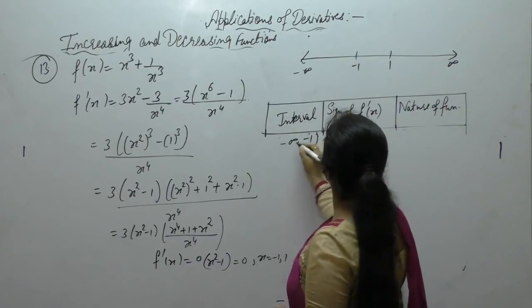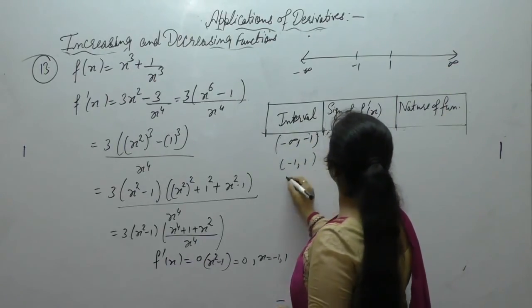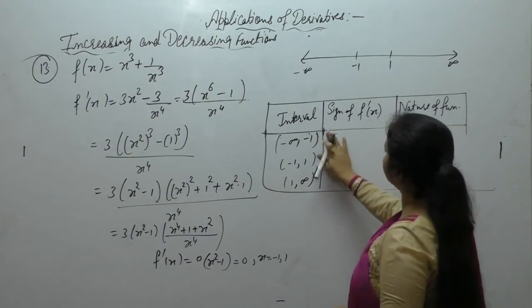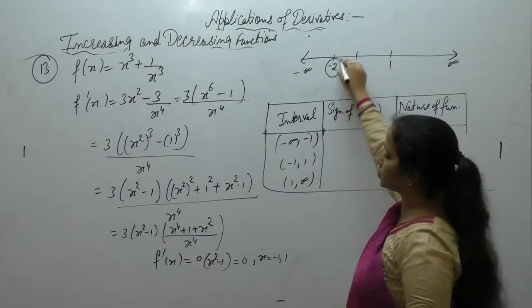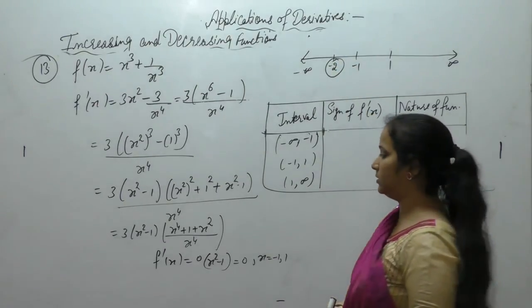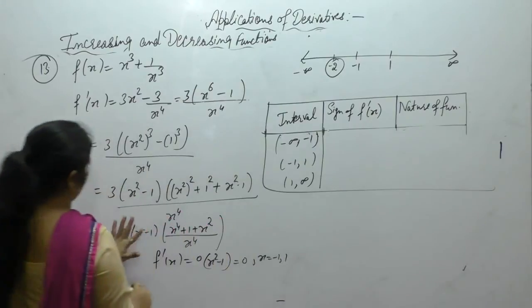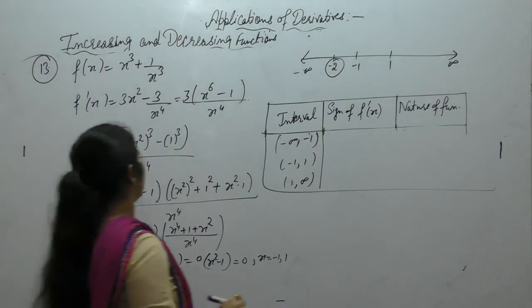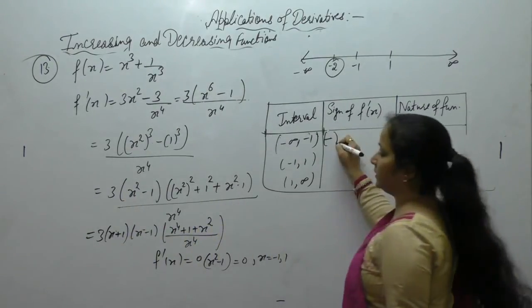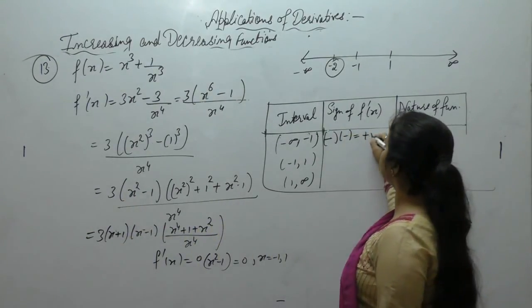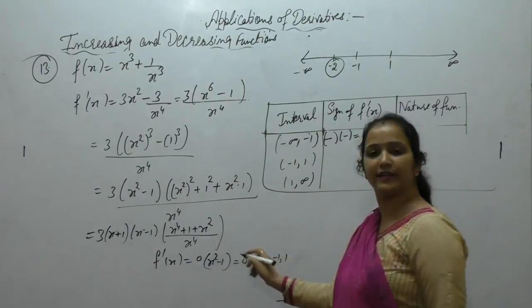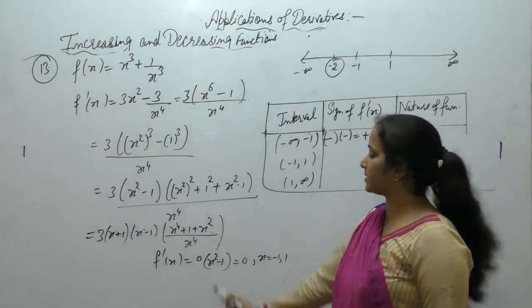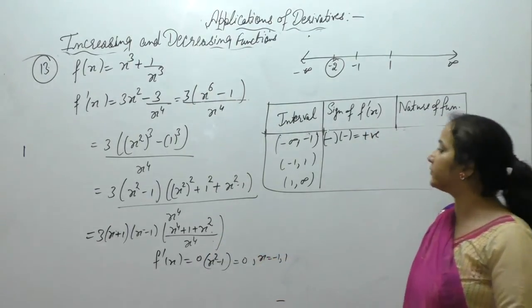The intervals are -infinity to -1, -1 to 1, 1 to infinity. Take -infinity to -1. Let the number be -2. We can write x^2 - 1 as (x - 1)(x + 1). -2 + 1 is negative, -2 - 1 is negative, so this number will be positive, greater than 0. x^4 will be positive, x^2 will be positive, plus something that will be positive number.